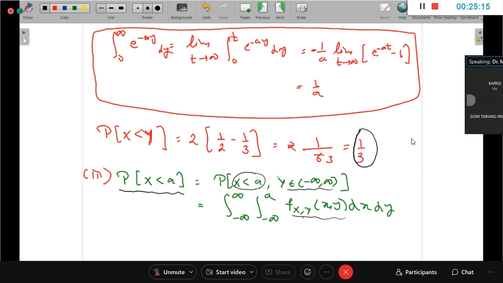Now from here it is clear that x belongs to minus infinity to a, and y belongs to minus infinity to infinity. So these are the integral limits. Now you apply the definition of f of x, y. You know it is non-zero only on the positive side, only in the first quadrant of the plane.